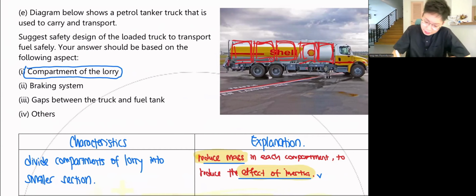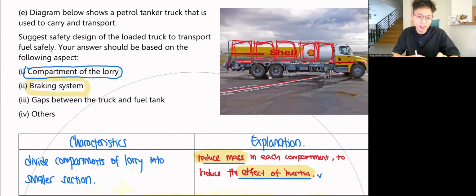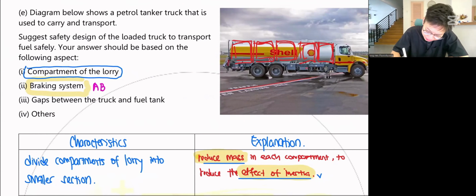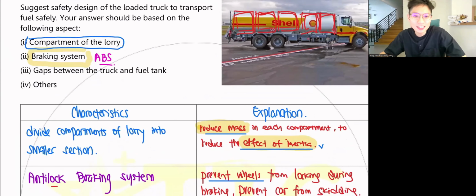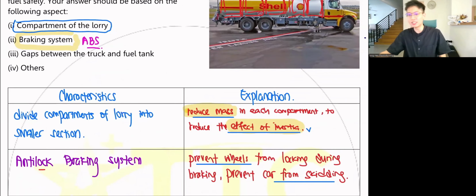Okay, number two. Guys, what kind of braking system do I want? Carbon ceramic brakes? No lah, guys. There is something called ABS brake, anti-lock braking system. So some people will just say prevent the car from skidding. Some people just say like that.